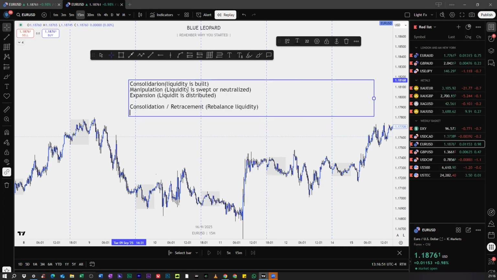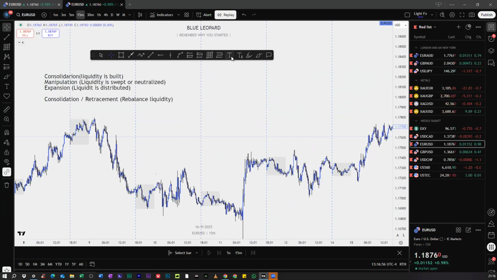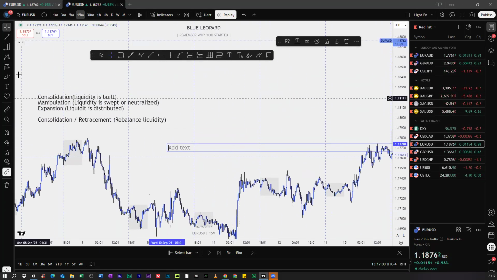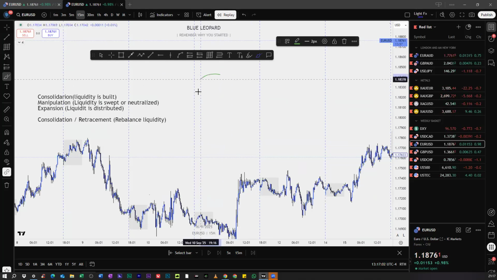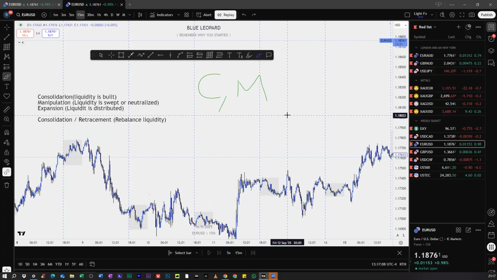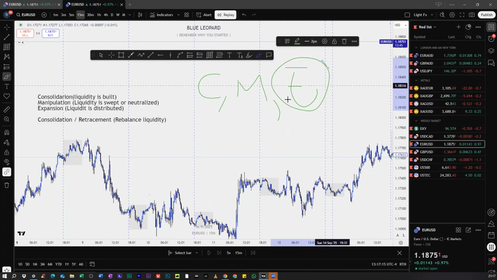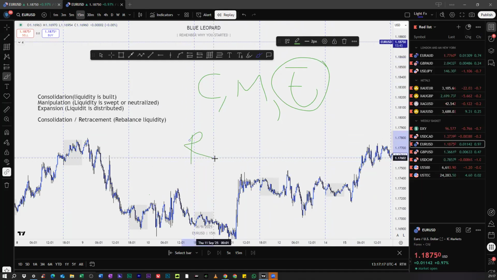So when you understand these are market phases, okay? Market phases, you have consolidation here, then manipulation. These two always work together. Then after this, you have an expansion. Expansion is what we trade, okay? Retracement is telling us to prepare.